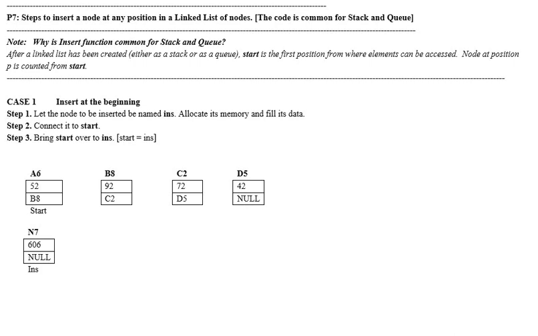So now let us look at the steps to insert a node at any position in a linked list of nodes. Right. Now the insert function is common for both stack and queue, because once a list has been created, be it a stack or be it a queue, it is created. Wherever start is, from there the list is. Now if you want to insert something at any position, the algorithm is going to be common for both cases, stack or queue, because start is the connection to the rest of the elements.